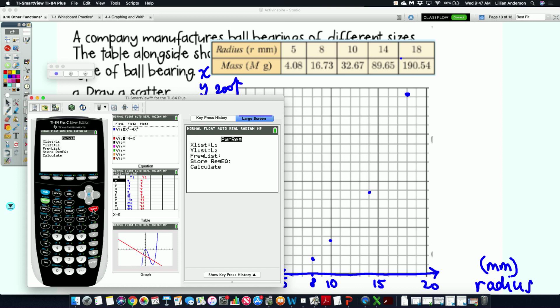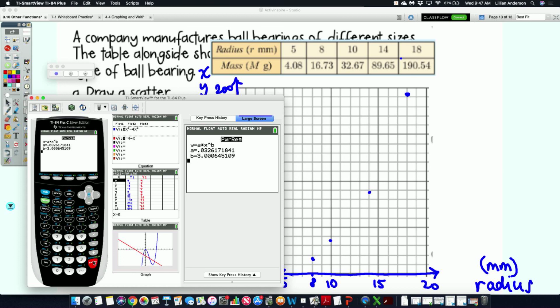Miss Addison, how do you get to A? Just scroll down. Is it not there? Oh, do you mean without pressing enter? Yeah, I found it. And then you go to calculate. And now we have our power equation.